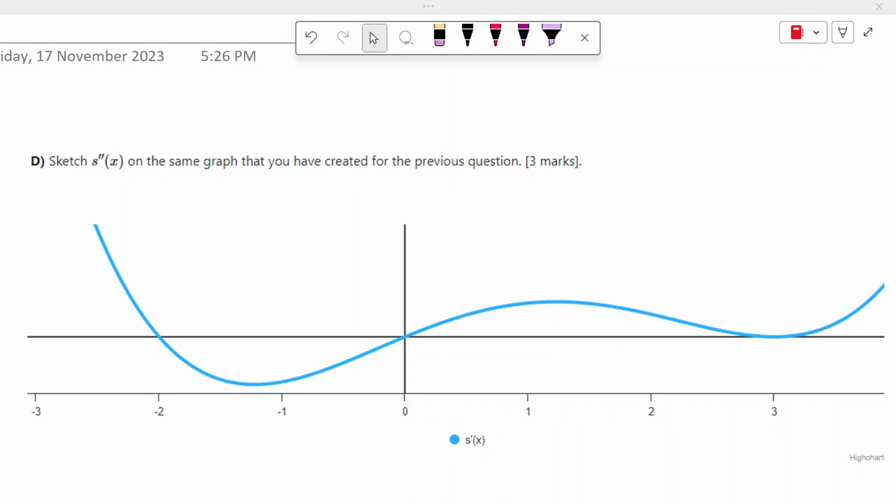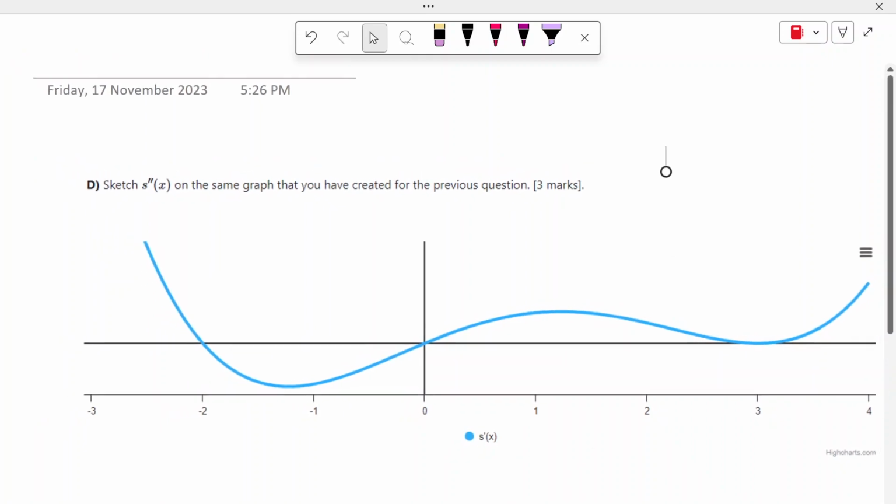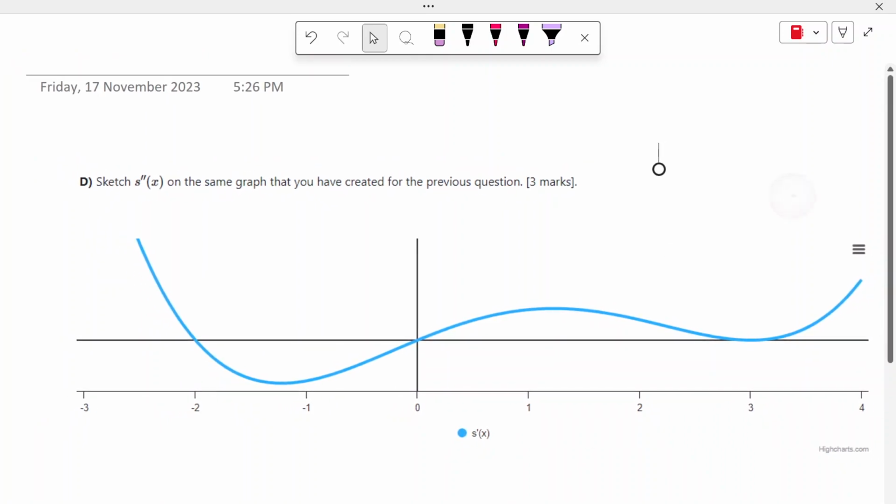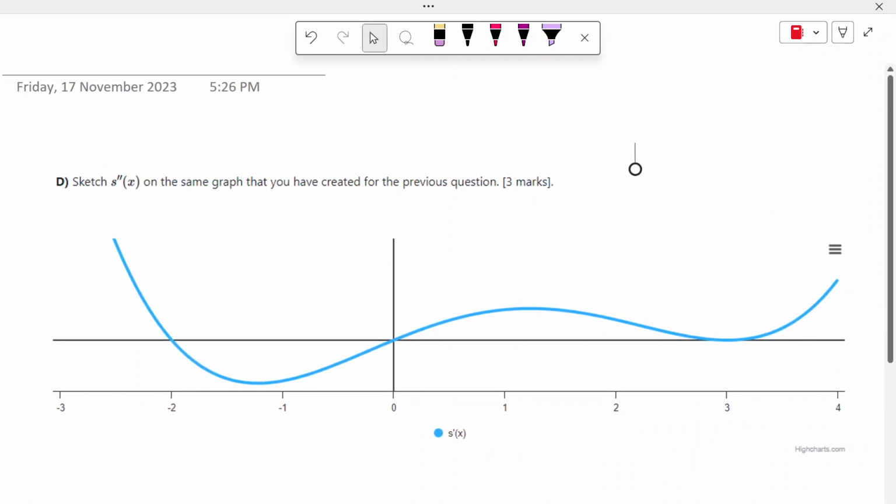This question is the same as part C, really. Again, we are going to graph the derivative of a function. So this one, we're going to graph this derivative. And again, the first step is to put all the significant points in. These are our extremes.